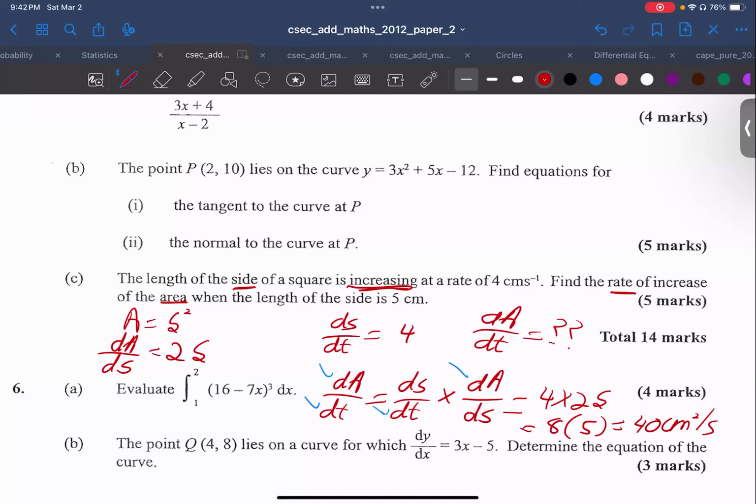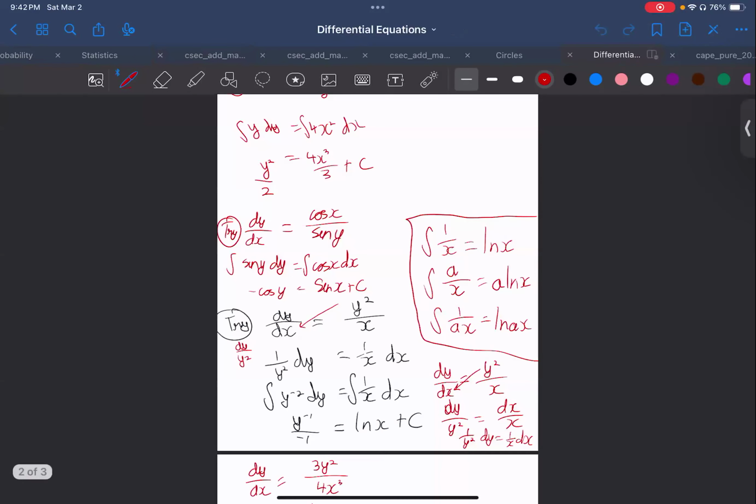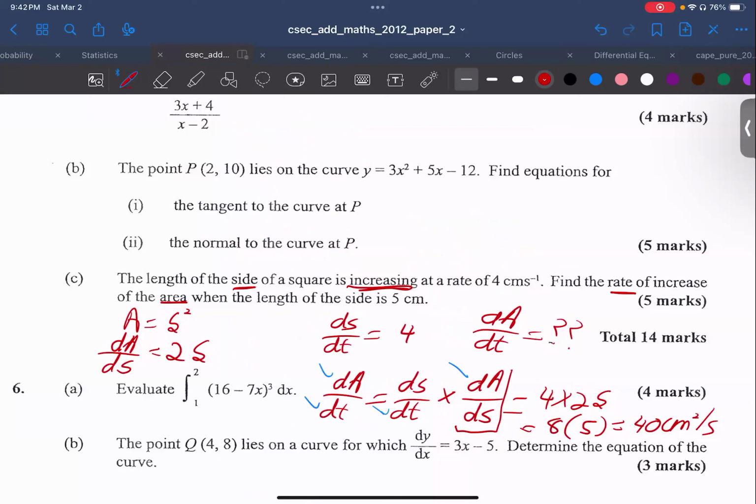Okay, so it's really a matter of substituting what you need and what they give you, right? They gave us this, they want this, so what is missing? This here.